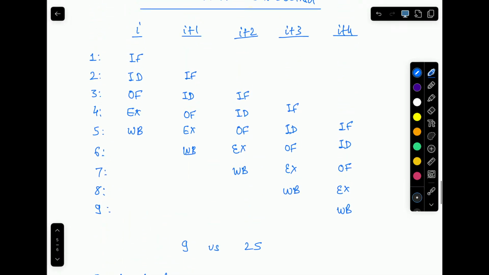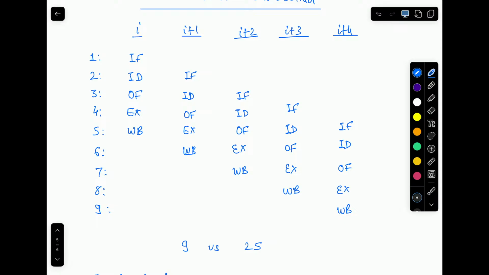So now, if instruction I plus 1 over here, if its result is required to execute instruction 3, instruction I plus 2, right? Let's say this guy writes to a location A and this guy reads from a location A.